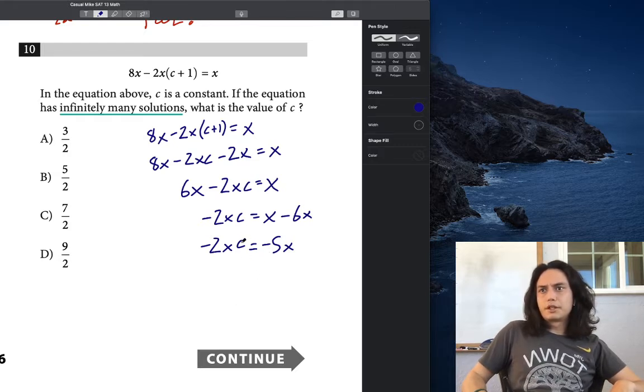Again, we're still just trying to solve for c. Here we can take the x's out. We're going to divide by x. So I'll do this in pink.